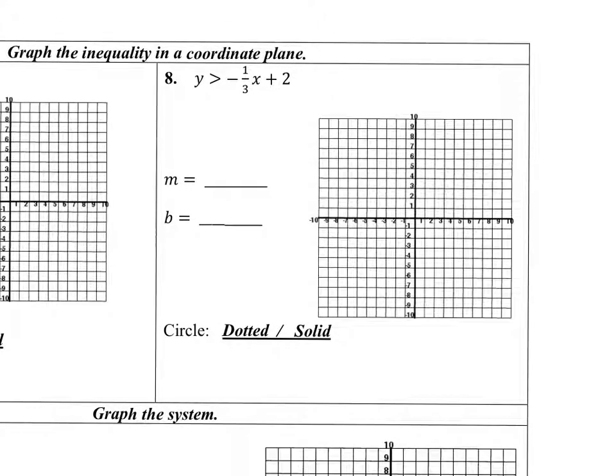Number 8, very similar. The only difference here is we got it in slope-intercept form, y equals mx plus b. Identify the m, the slope, and the b, and then graph them. And then, of course, circle if it's a solid or a dashed line. Remember to start, always graph with b first, okay? And then take care of your slope.